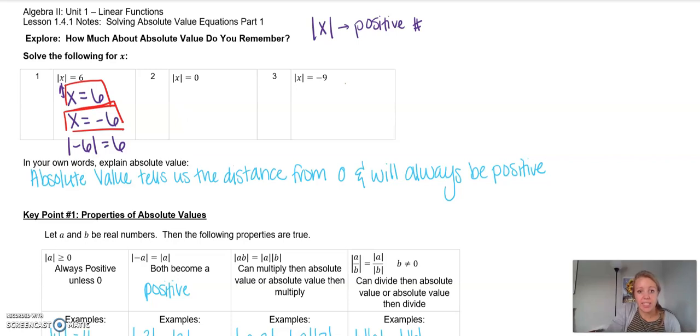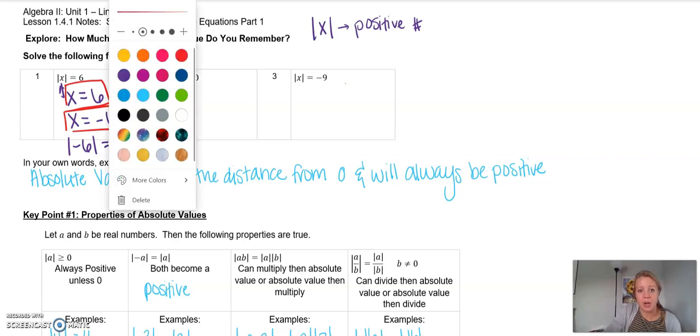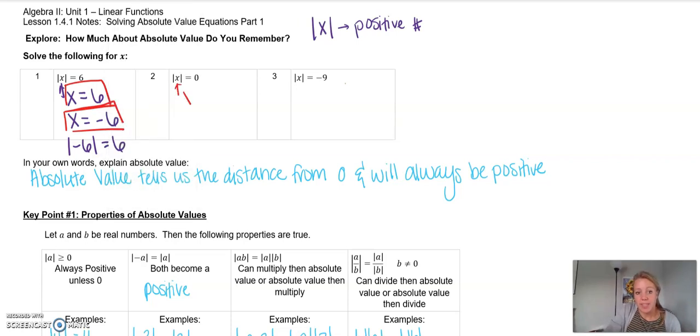Let's look at this one. Here it says the absolute value of x is 0. Well, clearly you're probably thinking, okay, x is 0, but that's it. We can't have a negative version of 0 because 0 is neither positive nor negative. So I just have one solution this time, because when we equal 0, that's really all we can do.